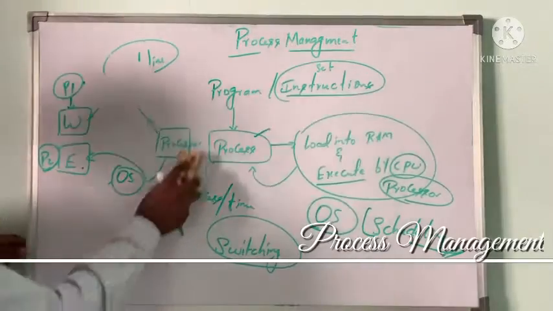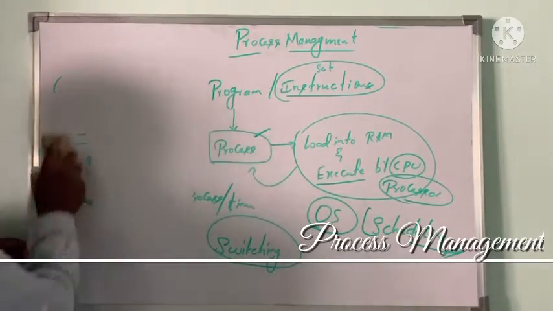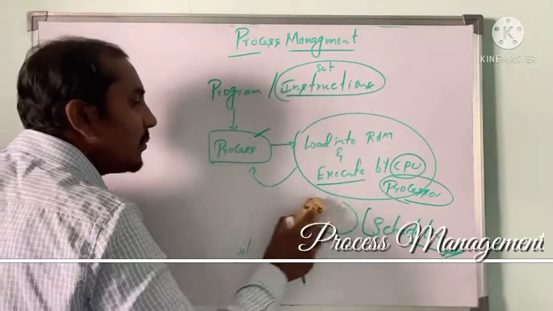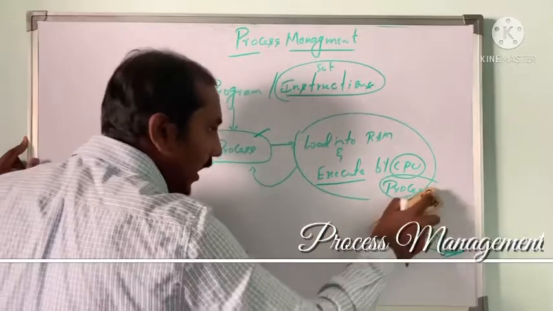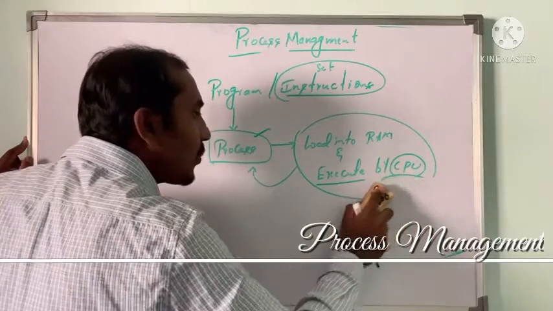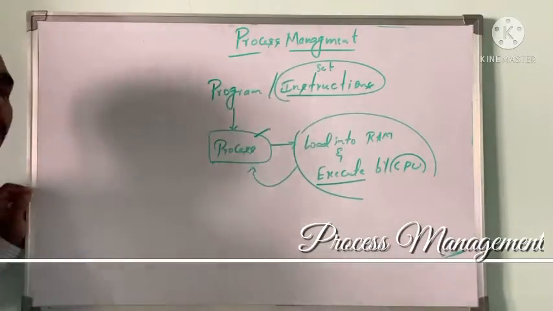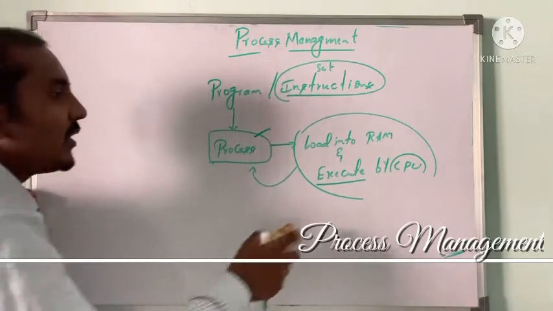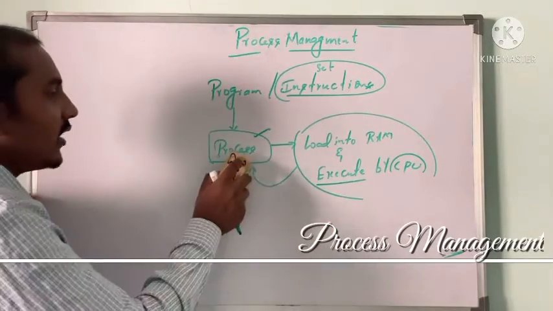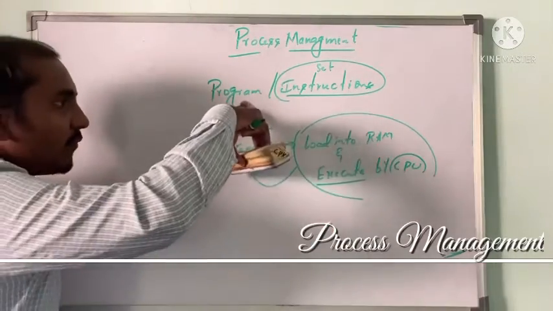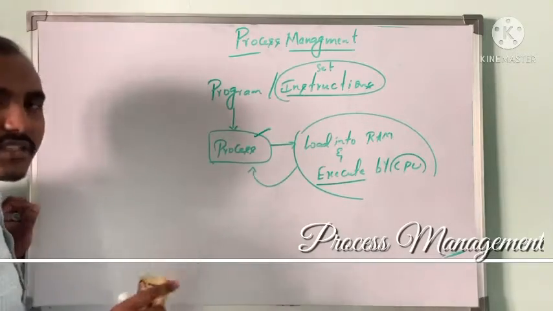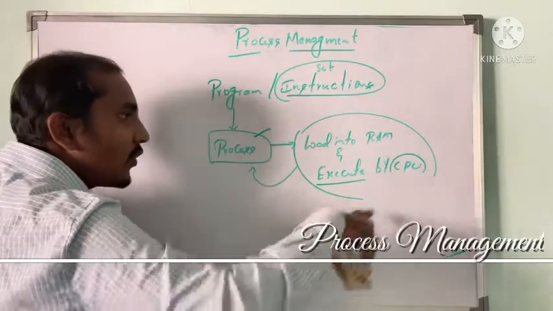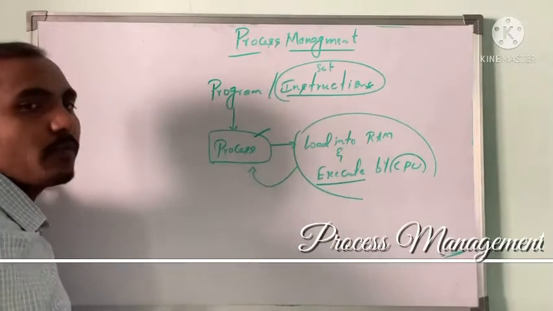Just understand, a program is any set of instructions. Once that program is loaded onto the RAM or your memory, your operating system allocates the CPU, that is your processor, to that process. Then it is under execution, and then it is called a process. Any program, whenever it is loaded into RAM, stays in the RAM, and once the operating system allocates the CPU to it, it converts into a process.